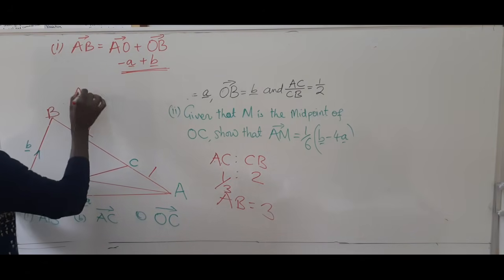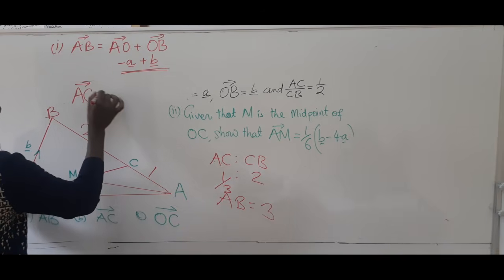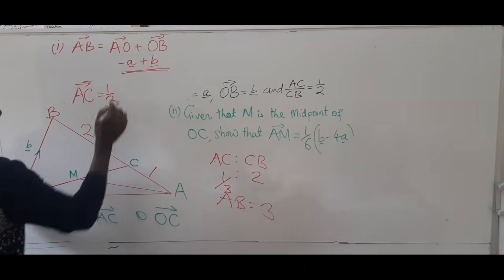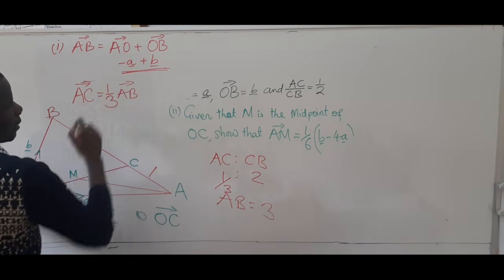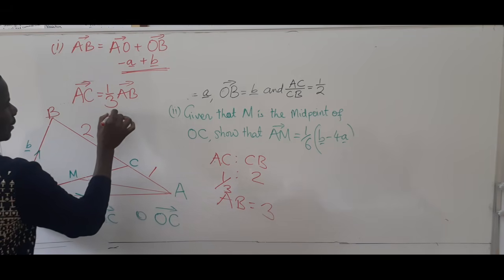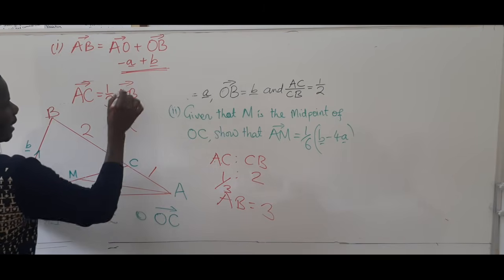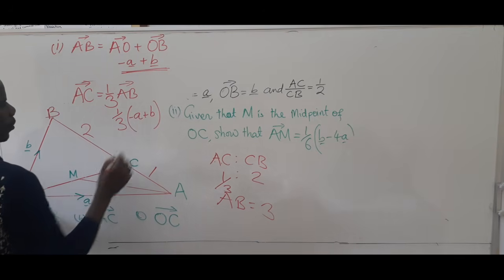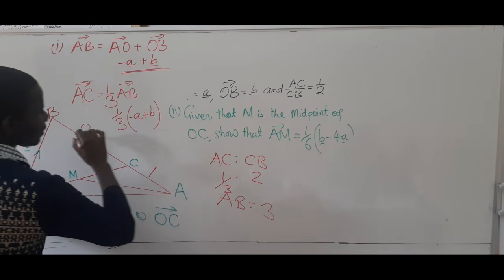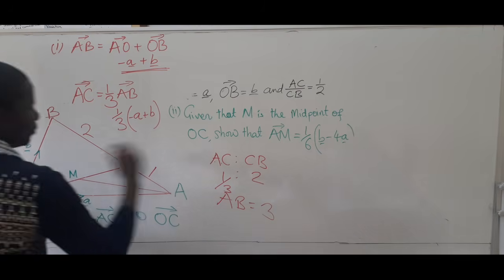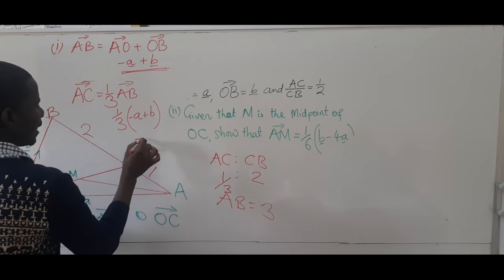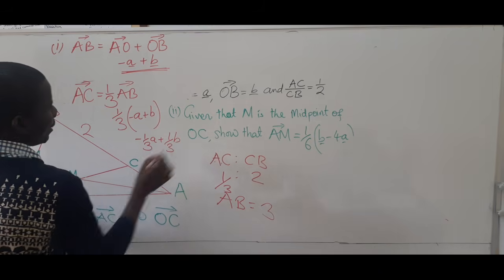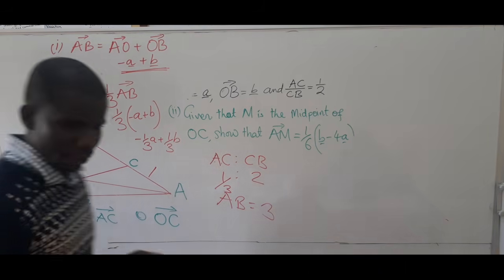So AC, in terms of fraction, is 1 over 3 of the total, which is AB. Okay? So this is going to be 1 over 3. What is our AB? Our AB is minus A plus B. You can leave it at this point, or you can simplify it further by distributing. By distributing, you are going to get minus 1 over 3A plus 1 over 3B. Take note of that.